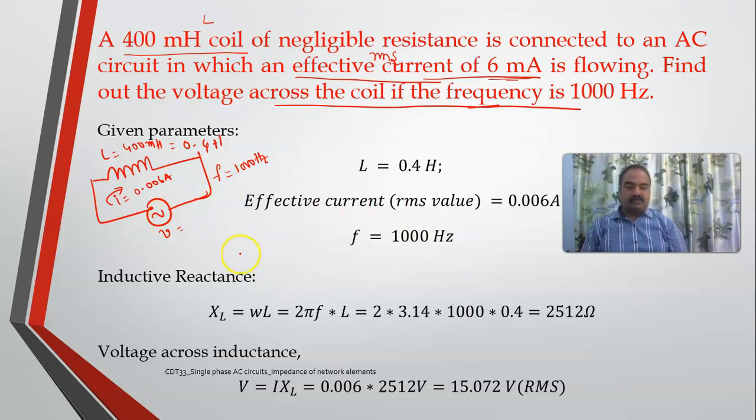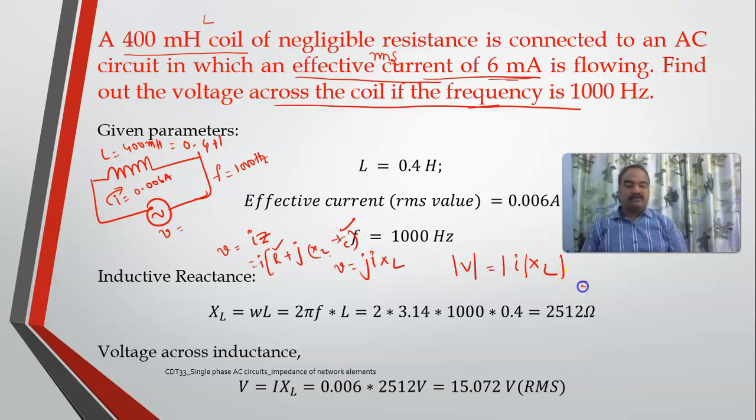So first of all, what is voltage? Voltage is equal to I into the equivalent impedance. How many impedances are there? Only one is there. No capacitance, no resistance, only one is there. I'll write j XL. If I want only the magnitude of this, it is I into XL.